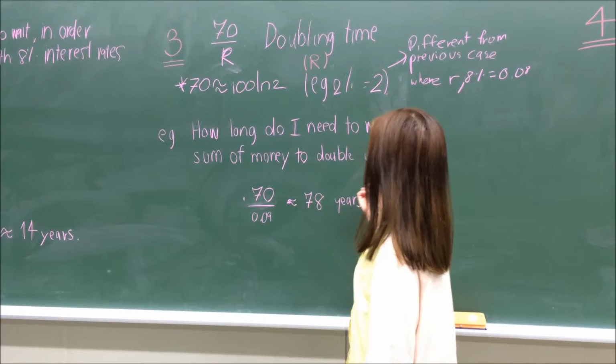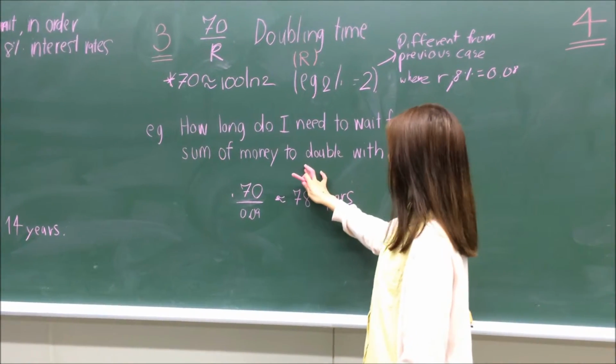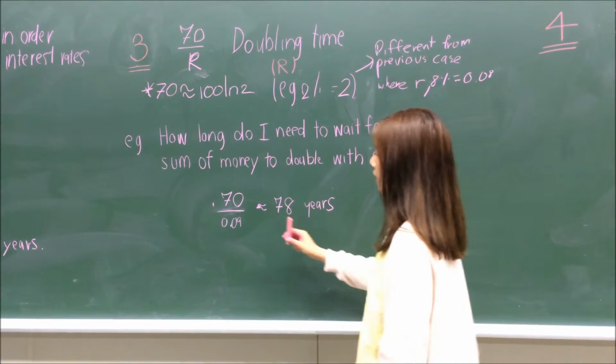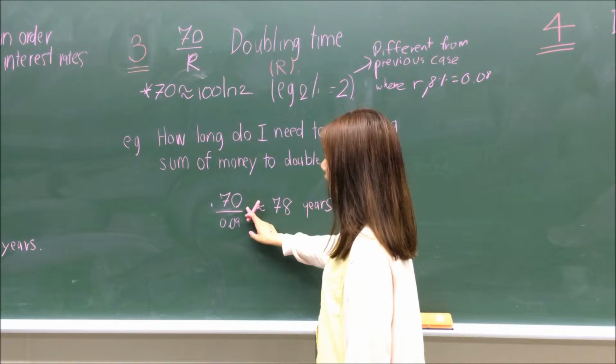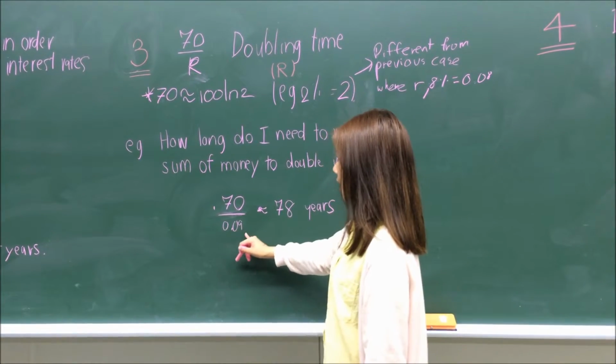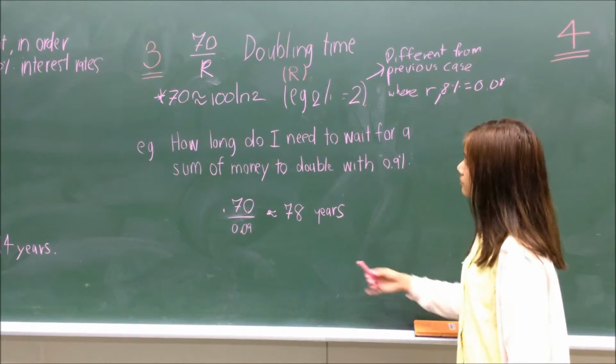How long do you need to wait for a sum of money to double with 0.9%? In this one, 70 divided by 0.9 will be approximately 78 years.